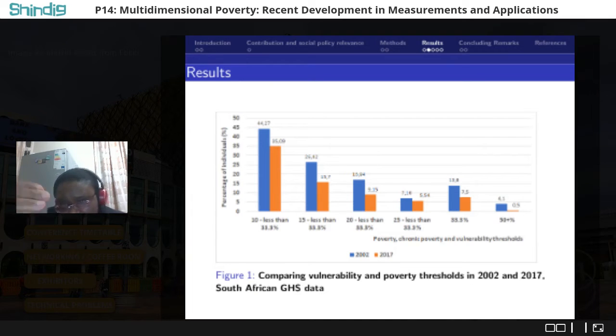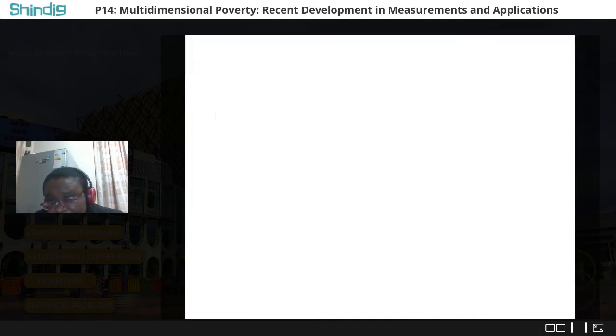Yeah, of course, we notice reduction in each of the categories, I mean, in each of the thresholds. Across this threshold, we know that the proportion of people that are vulnerable have been reducing, however, the proportion is still higher than those people that are actually poor, that are multidimensionally poor, for both years. Next slide, please.